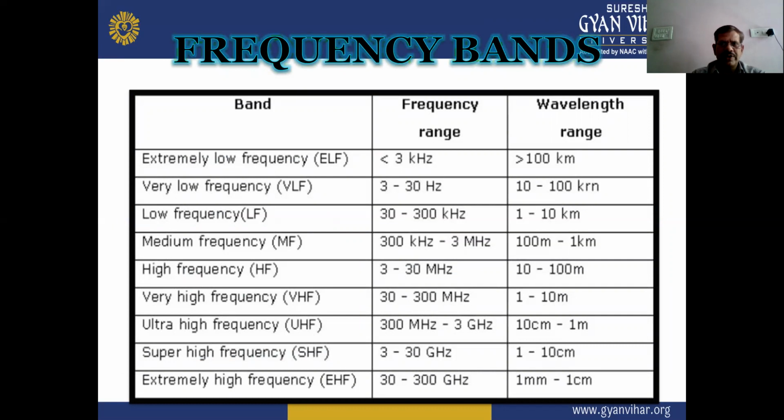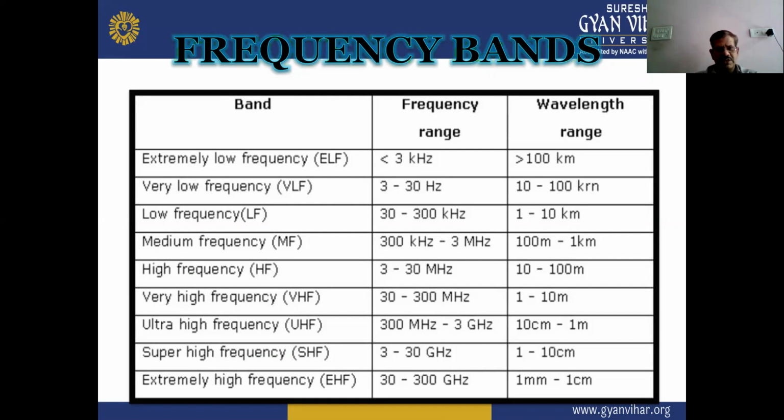So there are some frequency bands, frequency ranges, and wavelengths of those frequencies. The first band is extremely low frequency, ELF, with a frequency range less than 3 kilohertz and wavelength greater than 100 kilometers. The next band is very low frequency, VLF, with frequency range 3 to 30 hertz and wavelength 10 to 100 kilometers. The next is low frequency, LF, with frequency range 30 to 300 kilohertz and wavelength 1 to 10 kilometers.